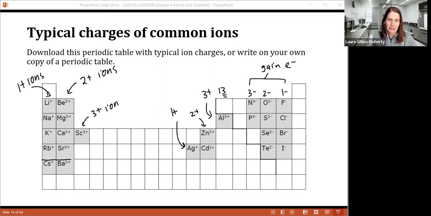So when we get into naming ionic compounds in particular, you'll have to start memorizing these particular ions and their typical ion charge to help with the naming process.